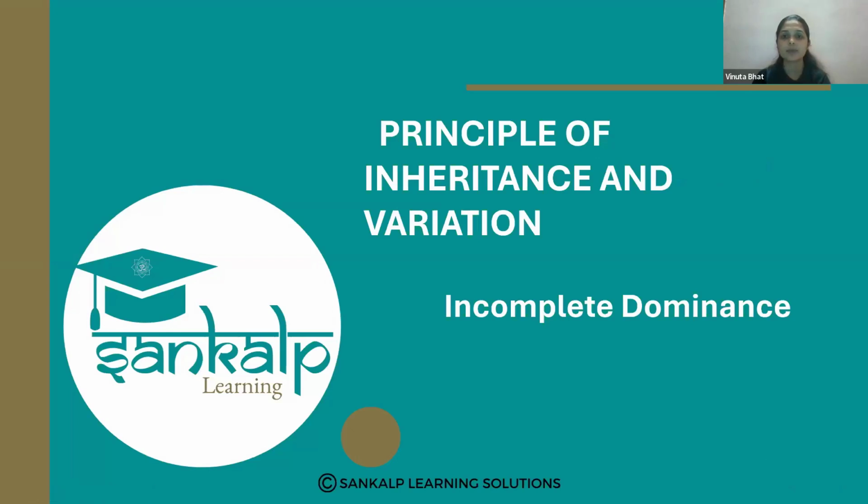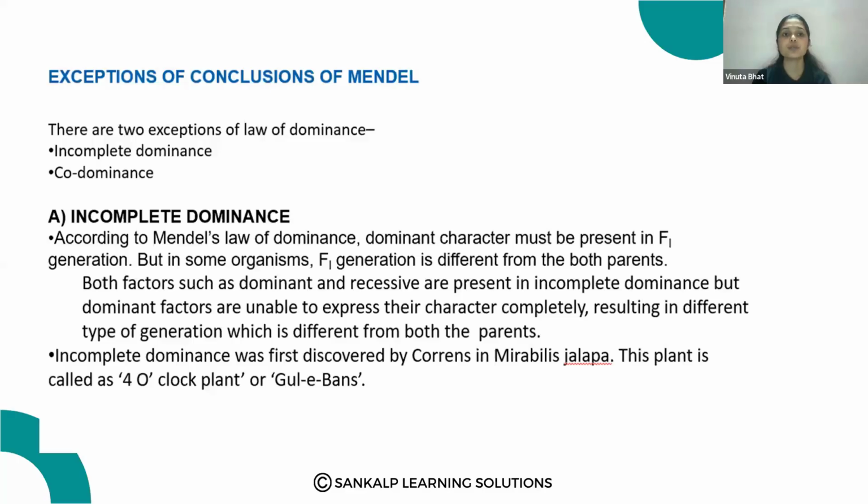Everyone, principle of inheritance and variation. Let's study the topic incomplete dominance. We know about the law of dominance that is proposed by Mendel, right? But there are exceptions of Mendel's monohybrid cross. So there are two exceptions for the law of dominance, that is incomplete dominance and codominance.